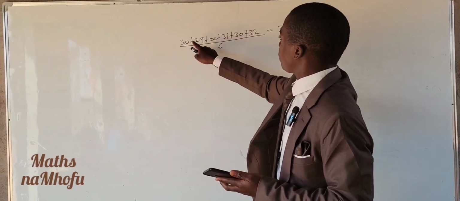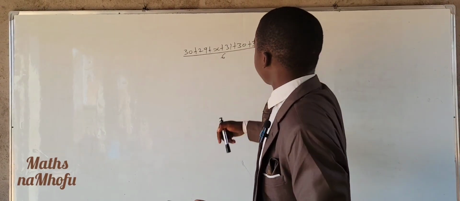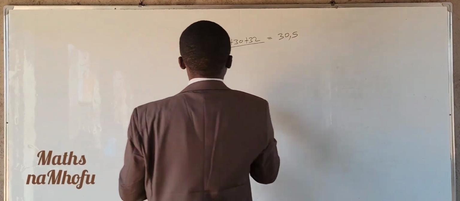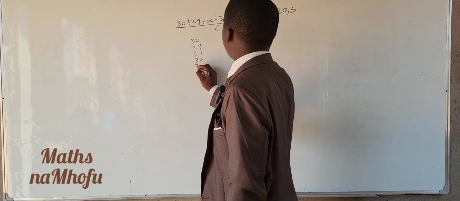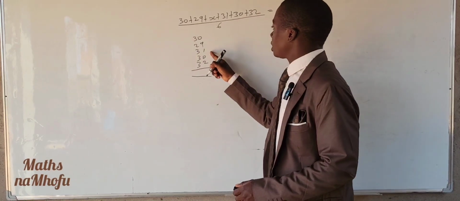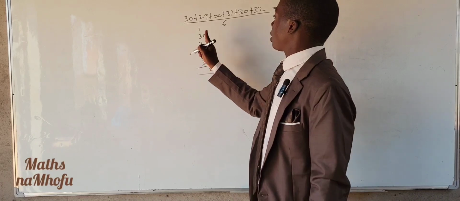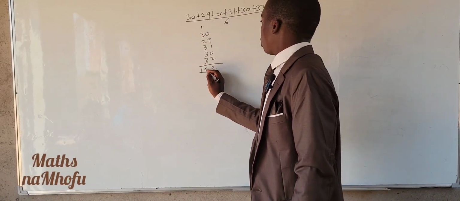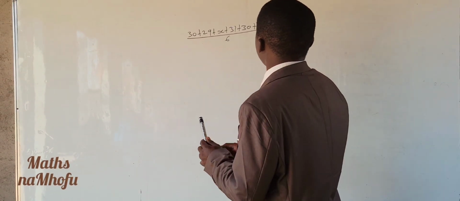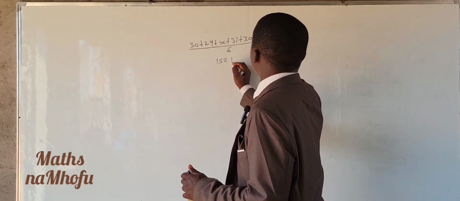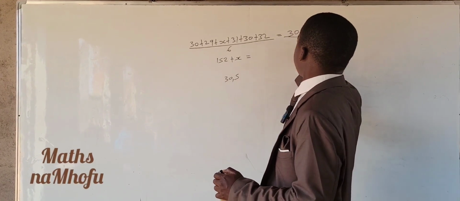So what we are going to do is we have to add this. And remember, this is paper 1. You are not supposed to use a calculator. So you add this. And how you add this is very simple. You can do this 30, 29, 31, 30, 32. Like this. Then 10, 12, 2, carry 1, 3, 6, 9, 12, 13, 14, 15. So 152, that will be your answer. So it means 152 plus x is equal to 30.5, you do cross multiplication here over 1.